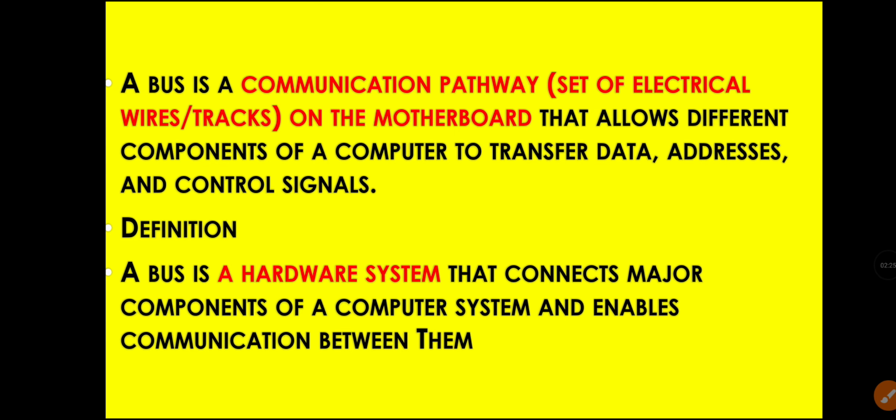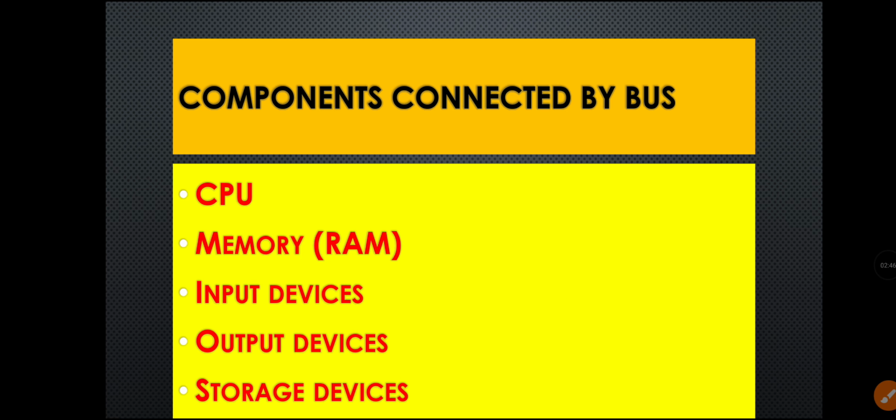So what is the function of a bus? It allows different components of a computer to transfer data, addresses, and control signals. This is the function of a bus. So a bus is a hardware system. I have repeated three times the meaning of bus. I hope all my dear students have understood. So let us move forward.